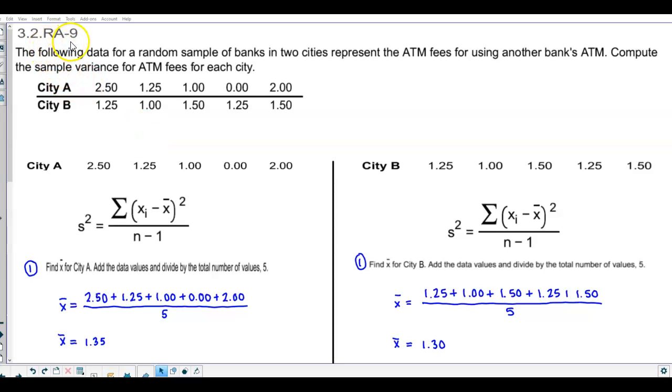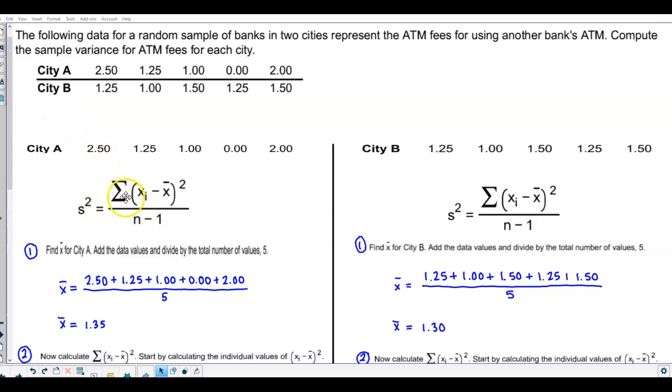Section 3.2.RA-9. The following data for a random sample of banks in two cities represent the ATM fees for using another bank's ATM. We want to compute the sample variance for ATM fees for each city. We want to find the sample variance for city A and the sample variance for city B.